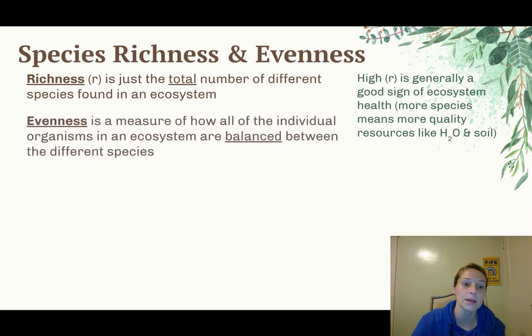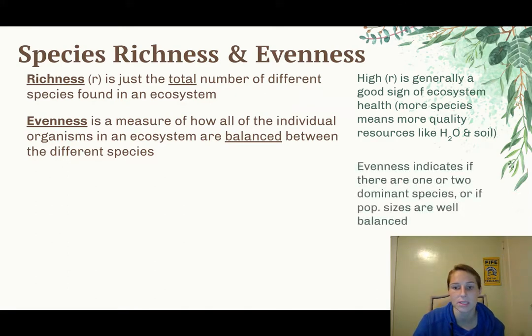Now, the second metric that we look at is called evenness. And this is going to be a measure of how all of the individual organisms in an ecosystem are balanced between the different species. So evenness is going to indicate if there's going to be 1 or 2 dominant species, or if the population sizes are generally well balanced. So if you're seeing like a ton of one species, but only a tiny bit of other species, it might be rich, but it wouldn't be even.